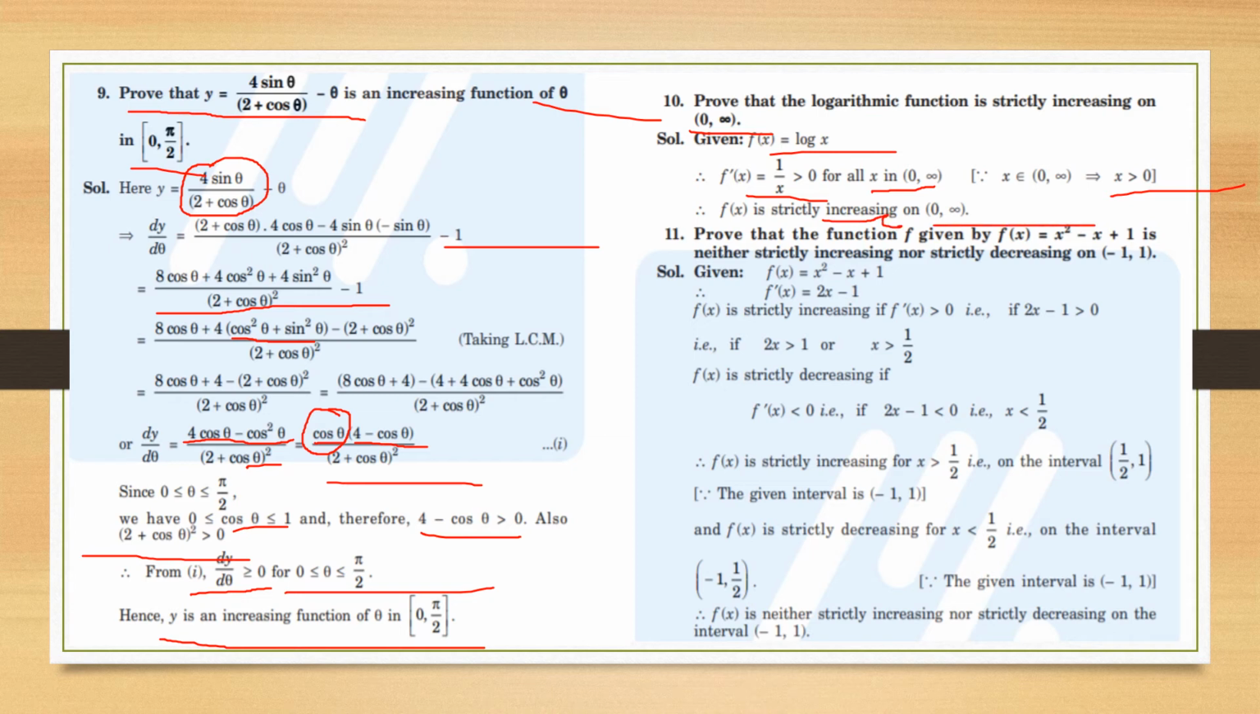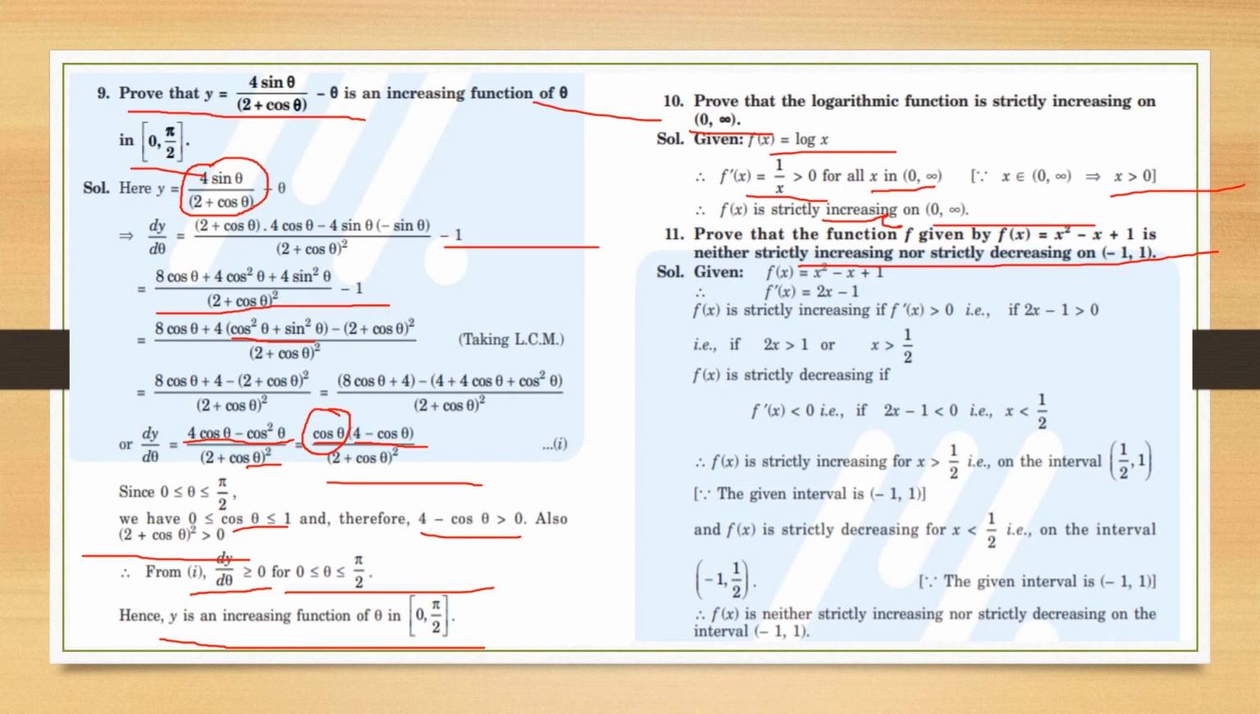Now prove that the function f given by f(x) = x square minus x plus 1 is neither strictly increasing nor strictly decreasing in (-1, 1). Remember, neither strictly increasing nor decreasing means that if throughout the interval the behavior is not the same, it is mixed: halfway it is increasing, halfway it is decreasing. In such cases the functions are said to be neither increasing nor decreasing.